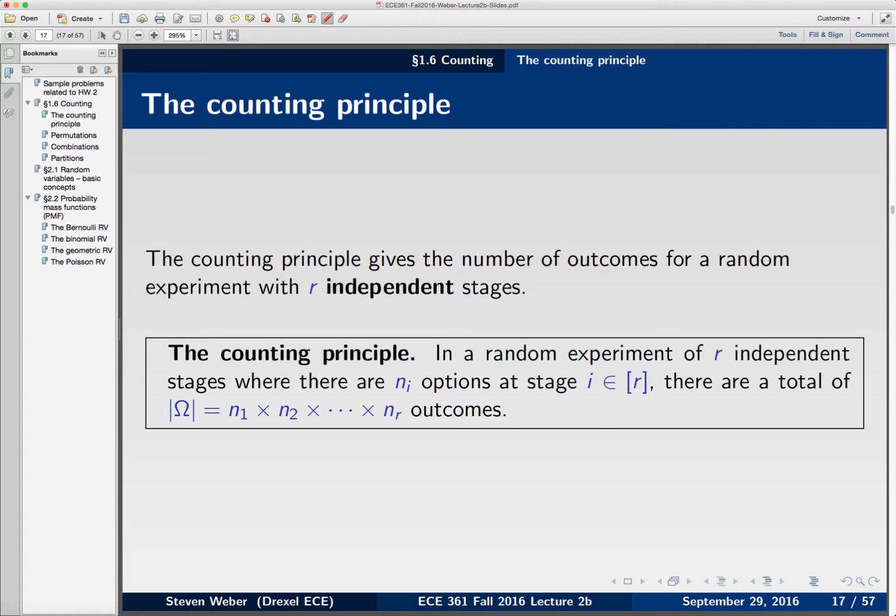If there are n sub 1 options for stage 1, n sub 2 options for stage 2, and n sub r options for the last stage, stage r, then drawing the tree where each stage represents one of those choices is going to result in a tree with n1 times n2 times ... times nr leaves, and each leaf corresponds to an outcome of this compound experiment. Therefore, the size of the sample space, the number of outcomes in any such compound experiment, is the product of the ni's.